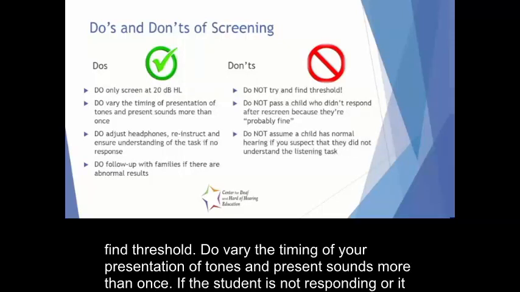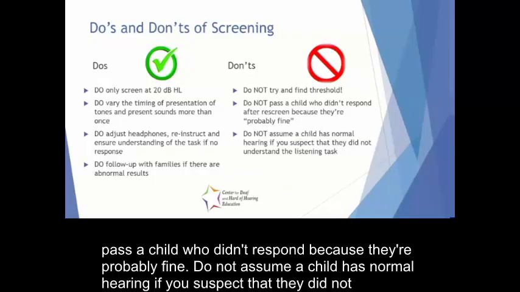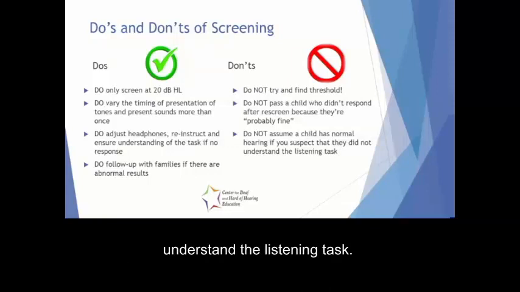If the student is not responding or it seems like they don't understand, adjust the headphones and re-instruct them. Follow up with families if there are abnormal results. Do not pass a child who didn't respond because they're probably fine. Do not assume a child has normal hearing if you suspect that they did not understand the listening task.